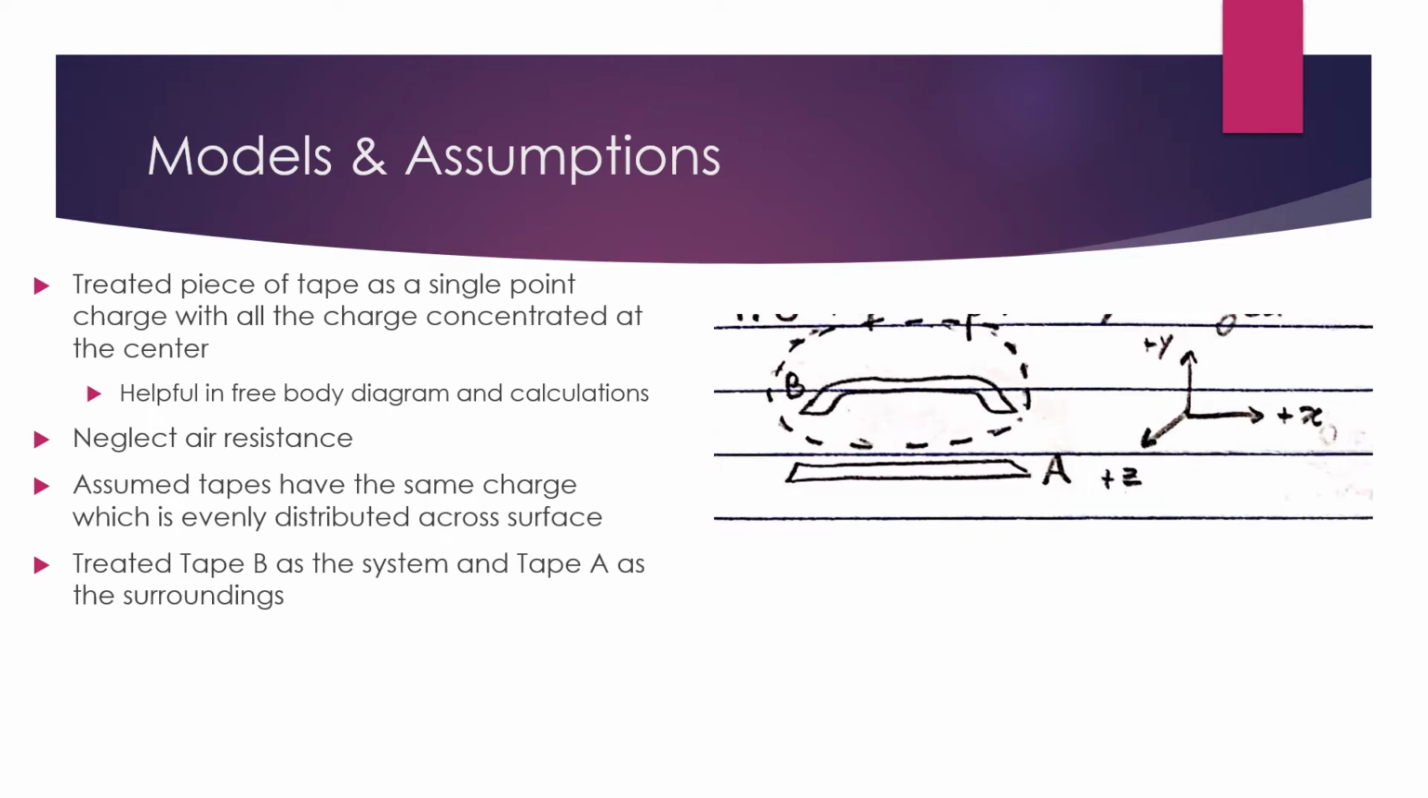In order to make things simplified, we are allowed to treat the tapes as point charges with all the charge concentrated at the center. Air resistance is neglected, and we can safely assume the charge is the same between the two tapes as they are created in the same way. Also shown here below is the system, which is tape B enclosed in dashed lines, and its surroundings, which is tape A.